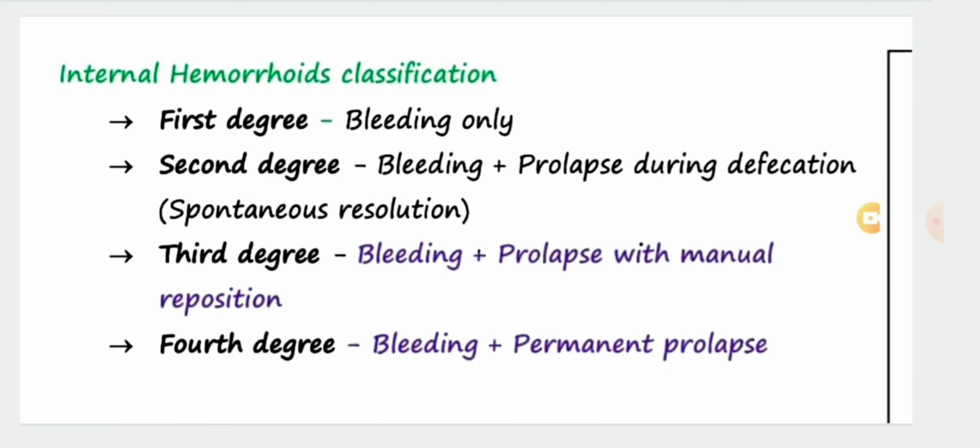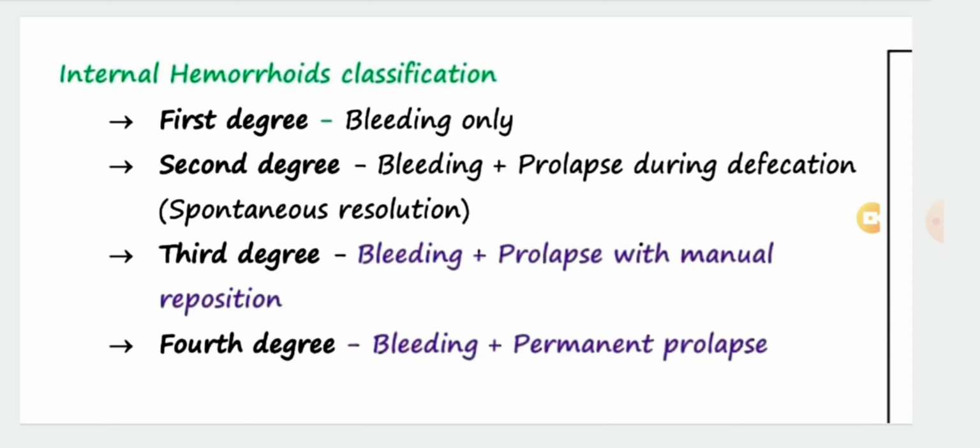The second degree hemorrhoids have the symptom of bleeding plus prolapse during defecation, which is associated with spontaneous resolution. Meaning during defecation the hemorrhoids come out of the anal canal, but as soon as the defecation is completed, they spontaneously go back inside the anal canal. There is bleeding associated with it, but the hemorrhoids go back spontaneously. So, second degree hemorrhoids.